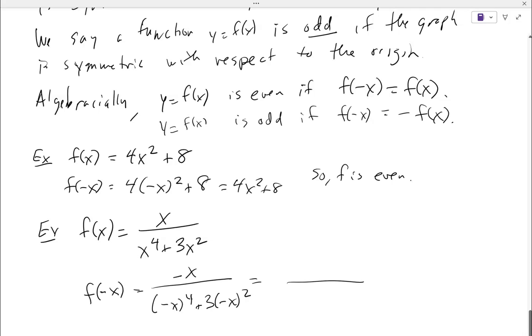What does your denominator simplify to? What it started as, right? We're doing even powers of negatives. The even powers just kill that off. Notice I have negative x on top. I can take that negative sign and pull it all the way out in front.